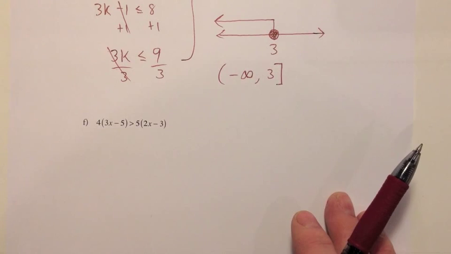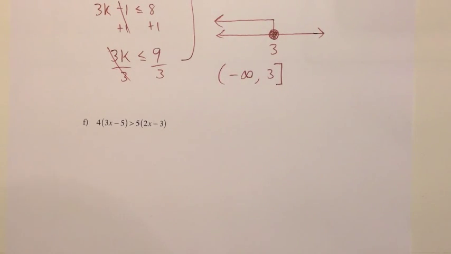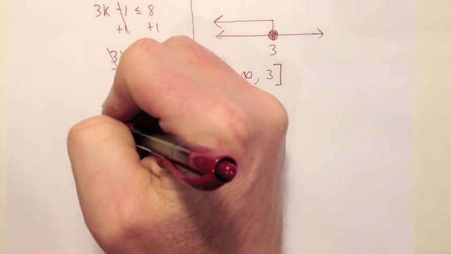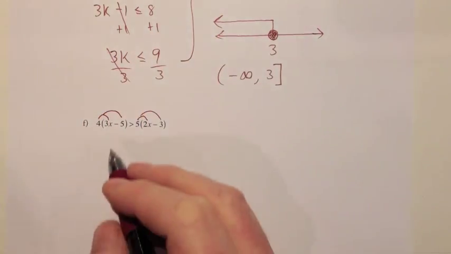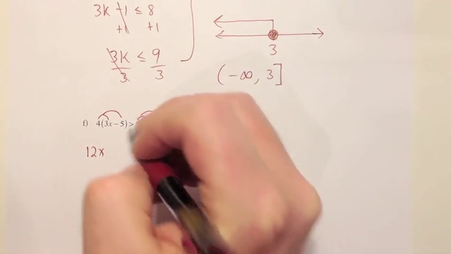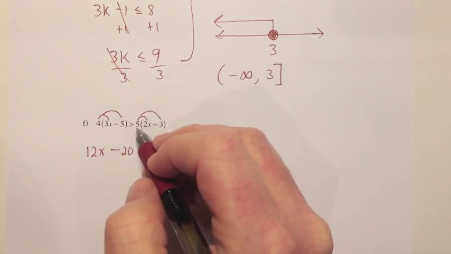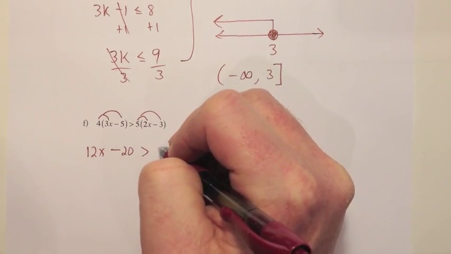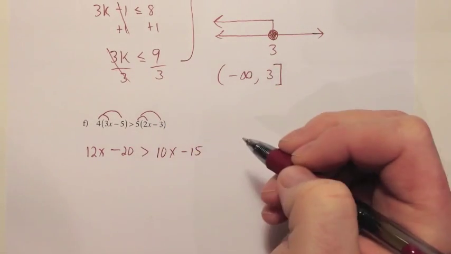Alright, let's go ahead and look at one more on this page. This one just has a little bit more simplification to do. When we have parentheses, I would start off by using the distributive property to clear those. So distribute the 4, 12x, and 4 times negative 5 would be minus 20. That's greater than distribute the 5. 5 times 2x is 10x, and 5 times negative 3 is negative 15.